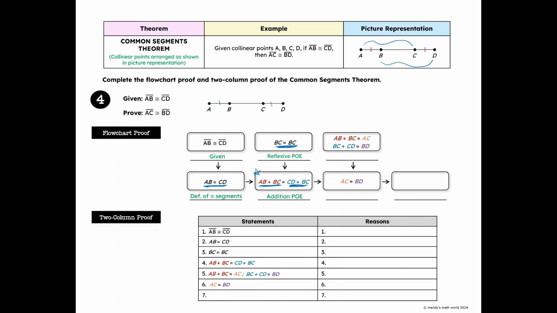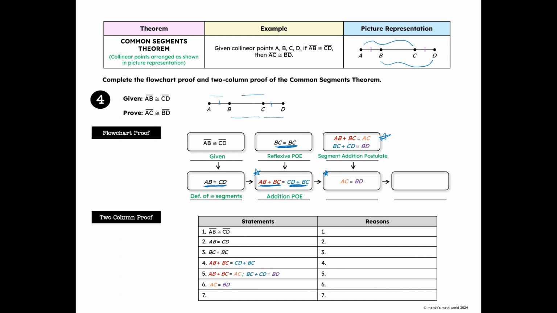So now up here, again, we're just starting with this. There's no chain of thought that leads to this. We just know that AB plus BC equals the whole thing, AC, and that BC plus CD equals BD. What is that? That's the segment addition postulate. Okay, so now you can see in this box right here, I get that AC is equal to BD.